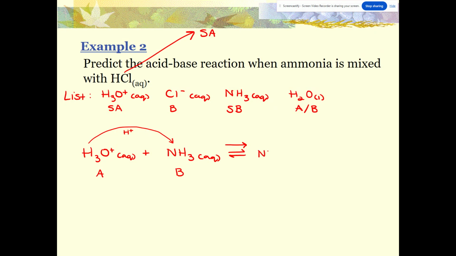The ammonia is forming the ammonium ion when it gains a hydrogen, so it has a +1 charge. That is now the conjugate acid of my base, and H3O positive becomes H2O with no charge and is now the conjugate base form of my acid.